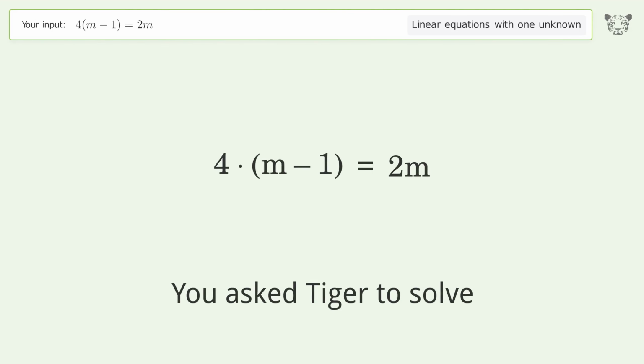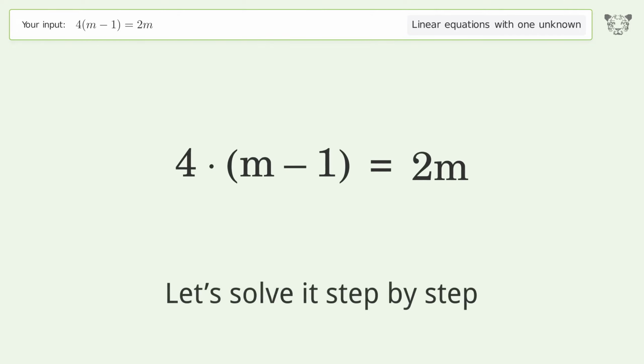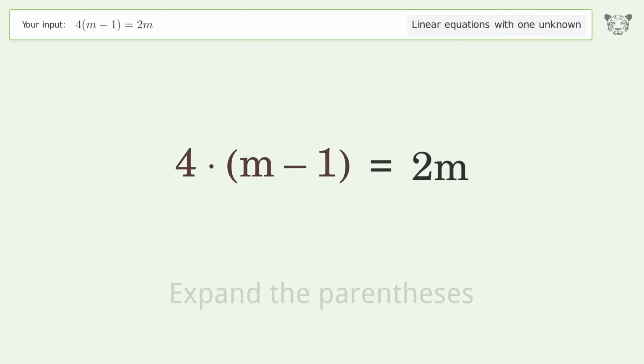You ask Tiger to solve this. It deals with linear equations with one unknown. The final result is m equals 2. Let's solve it step by step. Simplify the expression. Expand the parentheses.